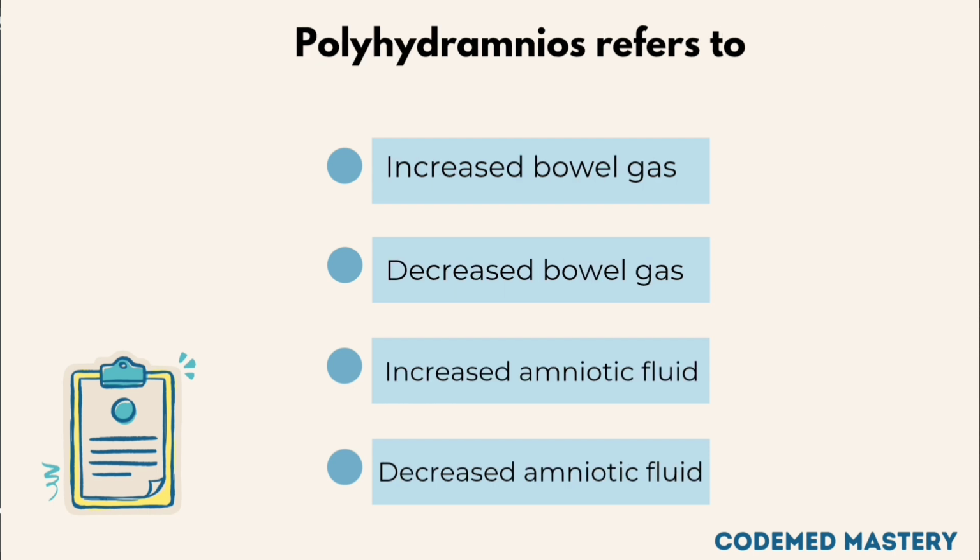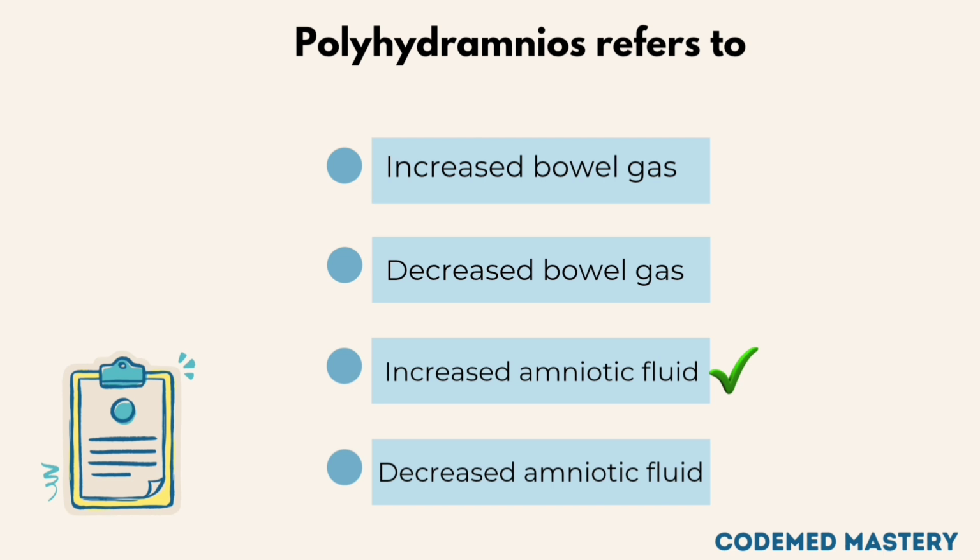Next question. Polyhydramnios refers to option A, increased bowel gas, option B, decreased bowel gas, option C, increased amniotic fluid, option D, decreased amniotic fluid. The correct answer will be option C, increased amniotic fluid.